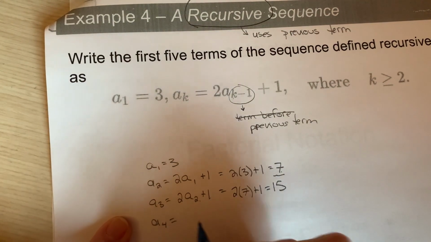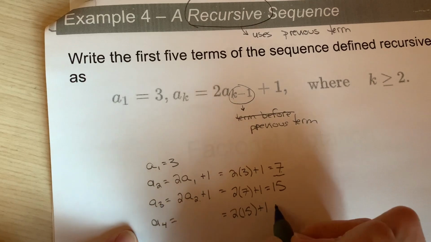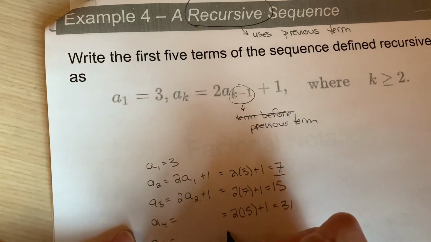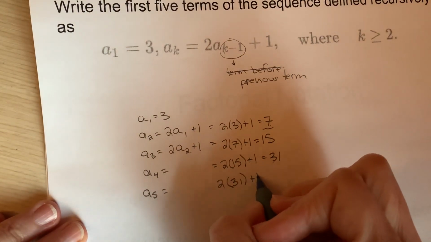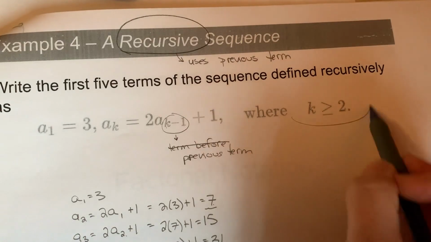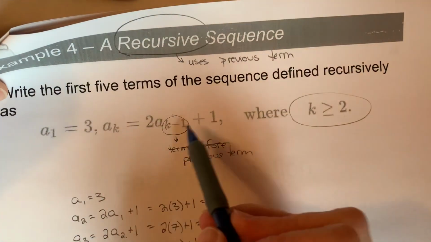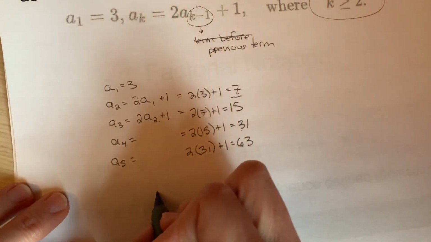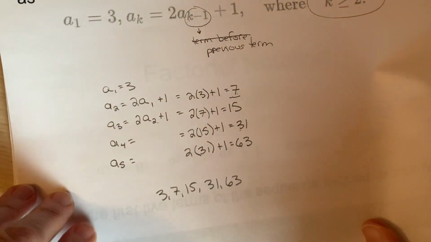A sub 4, I'm just going to jump right to this, is going to be 2 times the previous term plus 1, 31. How many did they tell me to do? 5. A sub 5 is going to be 2 times the previous term, sorry about that, plus 1, which equals 63. Okay, and then I forgot to mention this. We're saying that k must be greater than or equal to 2, because if it's less than 2, you would get something here that doesn't make sense. So my terms are 3, 7, 15, 31, 63.